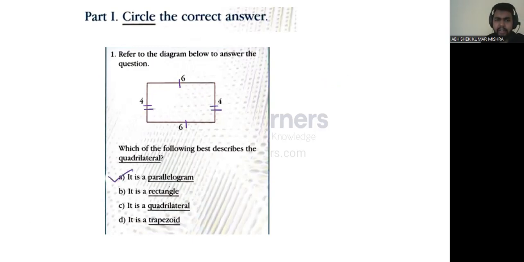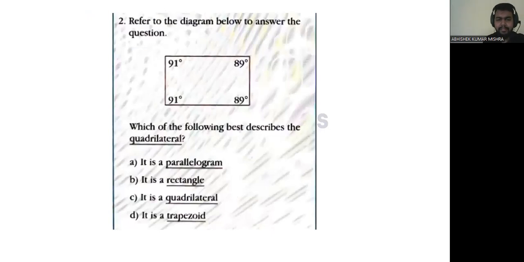Why is this not a rectangle? Because for being a rectangle, there must be information about angles as well. In a rectangle, all the angles are equal to 90 degrees. So here there is no information about any angles at all. Therefore, rectangle can't be my answer. Trapezoid is another concept we will discuss in some other lecture. And this is a quadrilateral, but they are asking which type of quadrilateral it is, so quadrilateral can't be my answer. So my answer is it is a parallelogram.